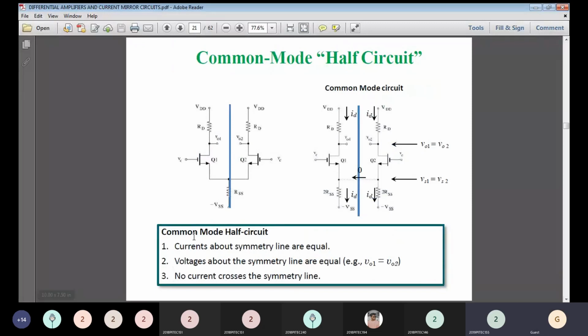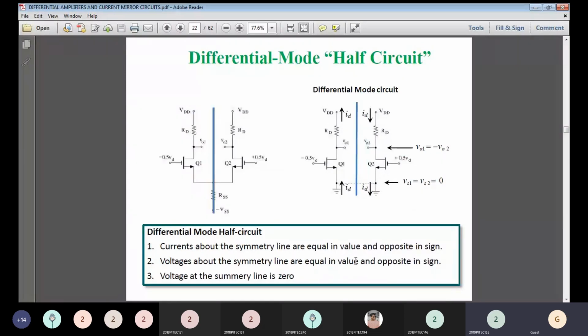The points given here are points to remember: in a common mode half circuit, currents about the symmetry line are equal. Voltages about the symmetry line are equal. That is, V01 is equal, the voltages at both sides of transistors Q1 and Q2 are equal. No current across the symmetry line. Okay, there is no current across any symmetry line.